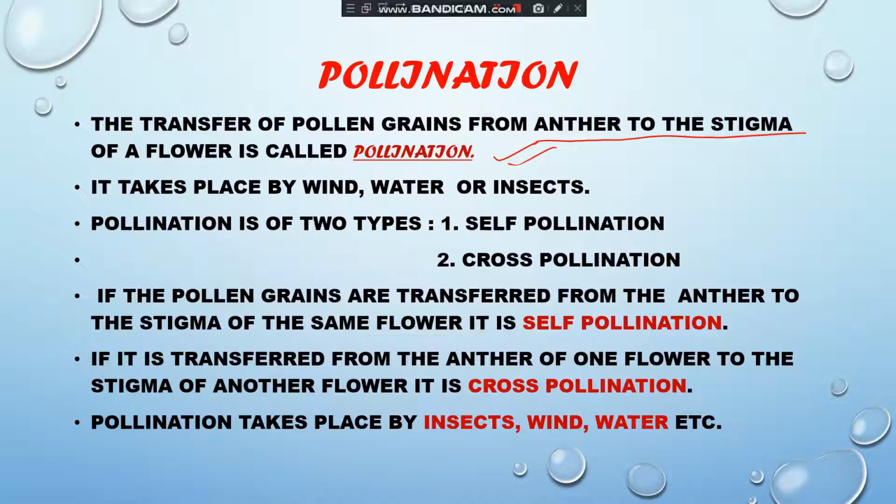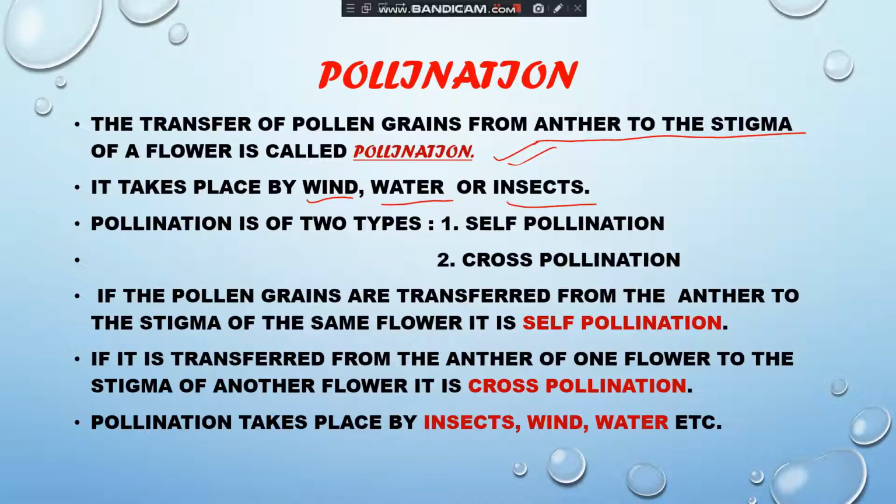And there are different agents by which pollination takes place. It can take place by wind or water or insects or birds, or if we go and touch a flower, maybe the pollen can stick to our hand, and if we touch another flower of the same kind, maybe the pollen will reach the stigma of another flower. So these are the different agents by which pollination takes place.